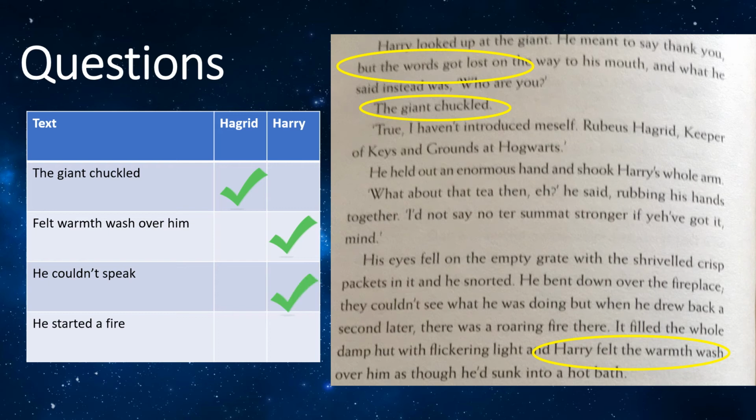And the last one: "he started a fire." Let's find the section of text. Here it is. It says, "his eyes fell on the empty grate with the shrivelled crisp packets in it and he snorted. He bent down over the fireplace. They couldn't see what he was doing, but when he drew back a second later, there was a roaring fire there." Now, even though it doesn't say he started the fire, we know there was no fire. Hagrid bent down over it and they couldn't see anything. And then when he stood back, there was a fire. So it couldn't have been Harry or any of the others. It must have been Hagrid.